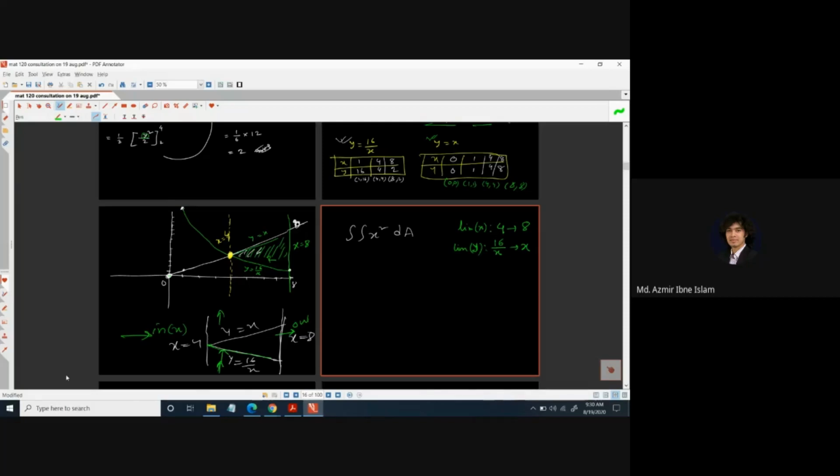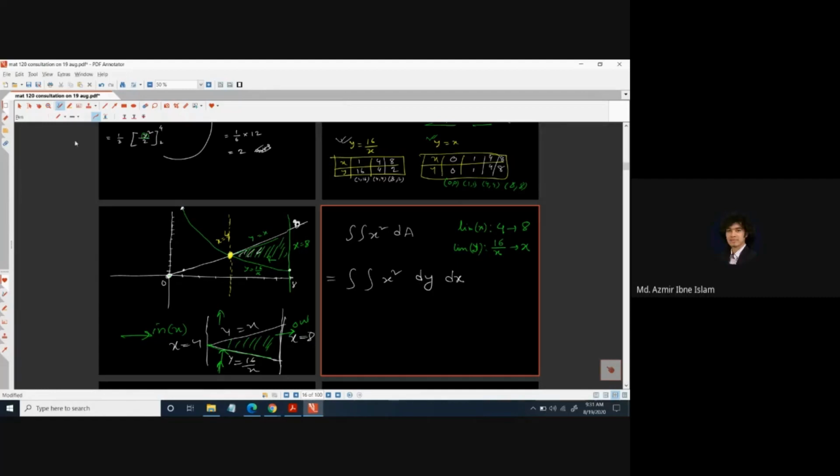But here there is a restriction in the Fubini theorem: since we now have a non-rectangular region, it is not a rectangle. The region that we have found, is this a rectangle? No, this is not a rectangle. This is another shape. So at first we have to integrate in terms of y, because the y limits are functions, 16 by x and x. Do you understand my point? So now we can write. At first, we will integrate in terms of y, then x.